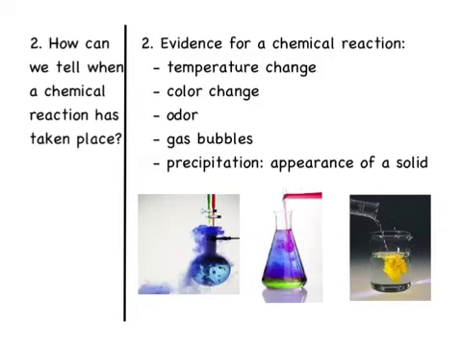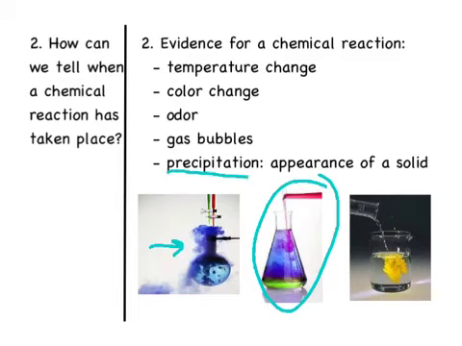We could have a color change, like in this example right here, where we're adding red to blue, green, and it makes purple. So we've got a color change happening. An odor can also be evidence for a chemical change, just like we saw in the smell lab that we did last semester. Or we can have gas bubbles, like here, where gas is coming out. And then our last evidence for a chemical reaction would be something called precipitation.